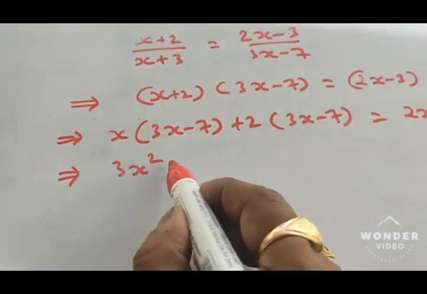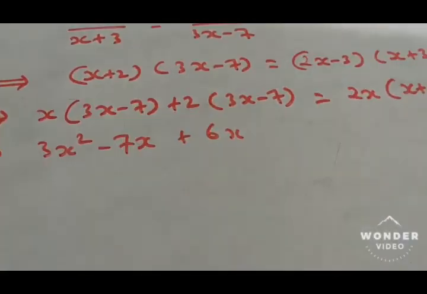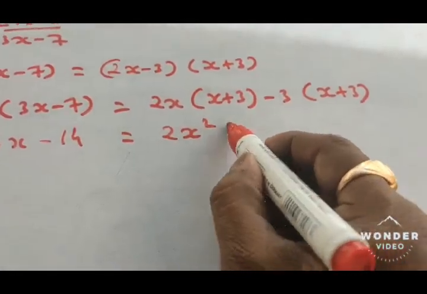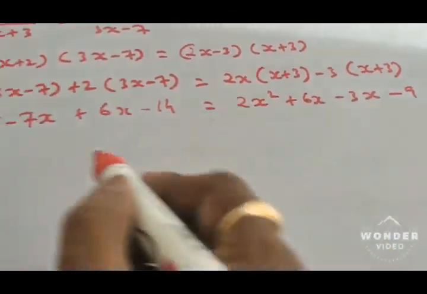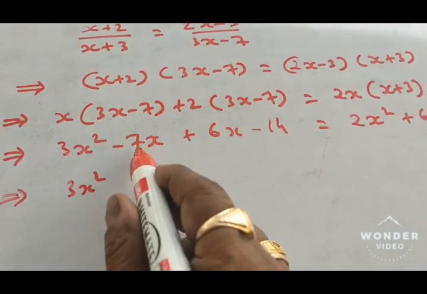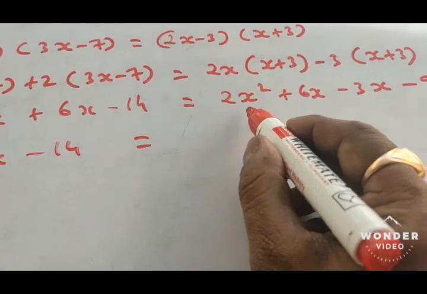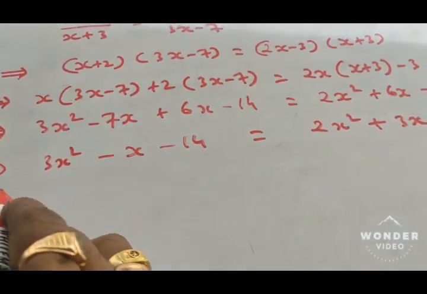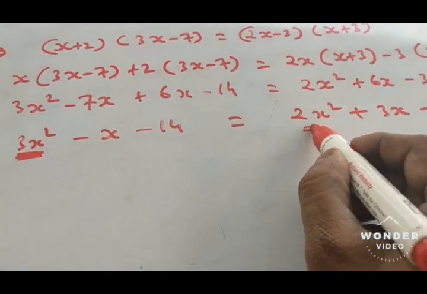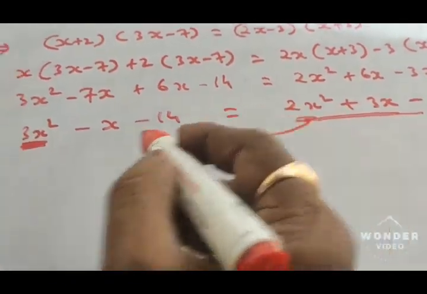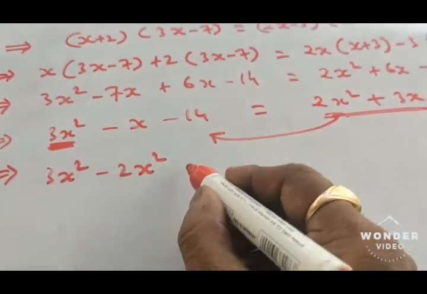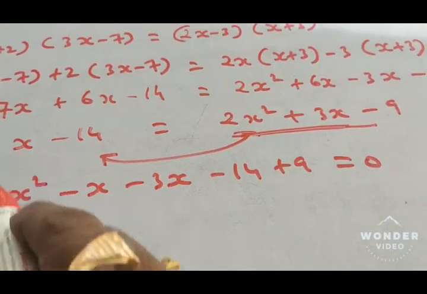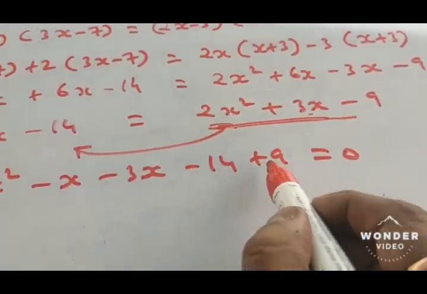If you open this bracket, it becomes 3x square minus 7x plus 6x minus 14 is equal to 2x square plus 6x minus 3x minus 9. Now simplify this one. Here 3x square minus x minus 14 is equal to 2x square plus 3x minus 9. Now 3x square is larger than 2x square, so we'll bring the whole of this quadratic equation to this side. So it becomes 3x square minus 2x square minus x minus 3x minus 14 plus 9 is equal to 0. 2x square goes this side, becomes minus, plus 3x goes this side, becomes minus, minus 9 goes this side, becomes plus. Now again simplify.